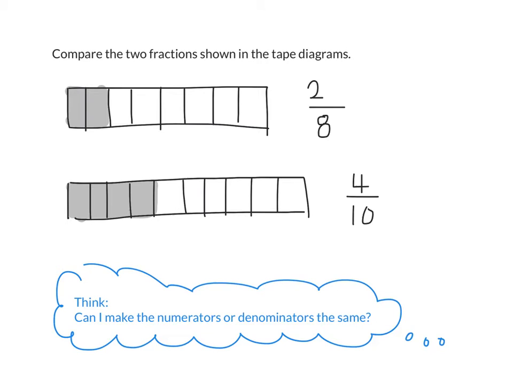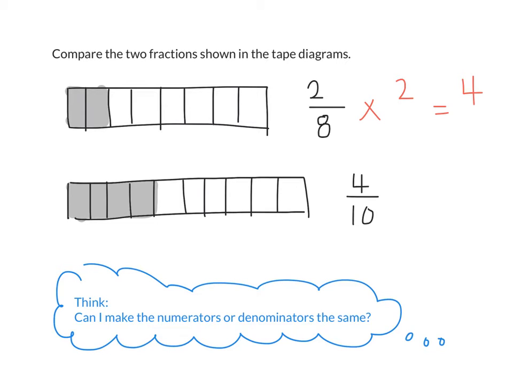Now, is there any way I could make the numerators the same or the denominators the same? The answer is yes. I could do both in this case. Which one will have smaller numbers? Making the numerators the same. Because I can think to myself, I know that 2 times 2 equals 4, right? Do you guys agree? But could I multiply 2/8 times 2? No, that would change the value of it.